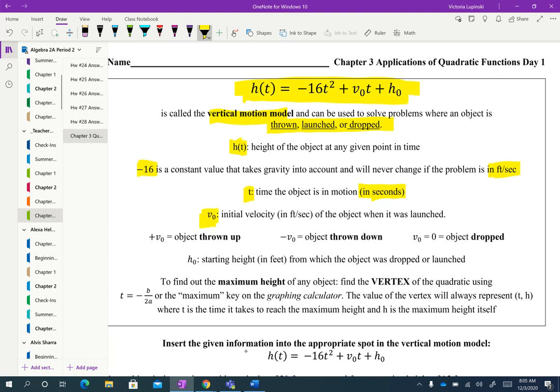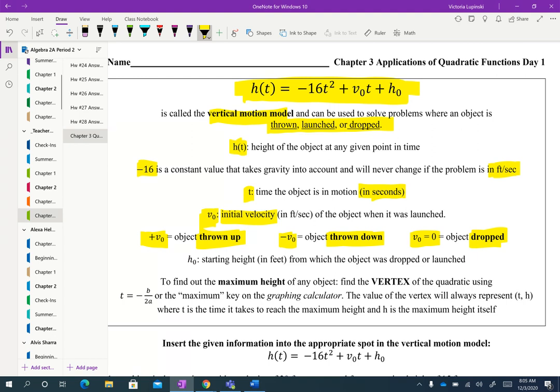So v sub 0 is called the initial velocity, and you would give that unit in feet per second. Or again, that could change if it was a different measurement, but we'll probably be in feet. And it's the initial velocity of the object when it was thrown or launched. And there are three different scenarios. The first scenario is you can have a positive initial velocity if the object that you're throwing or launching is going up into the air. You're going to have a negative initial velocity if that object is being thrown or launched downward. Then you're going to have no initial velocity if an object is dropped.